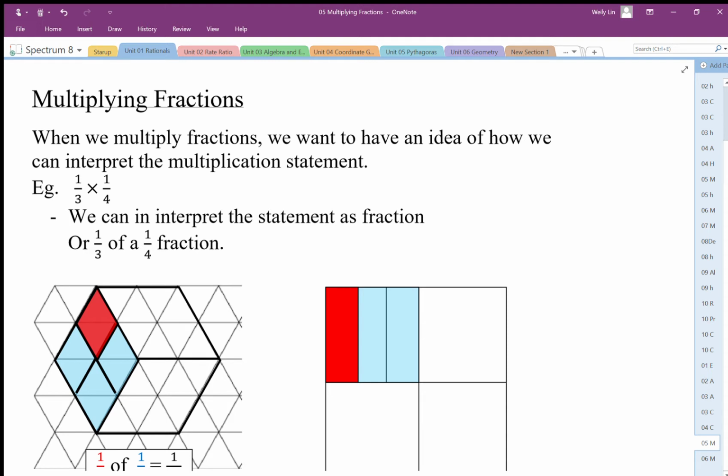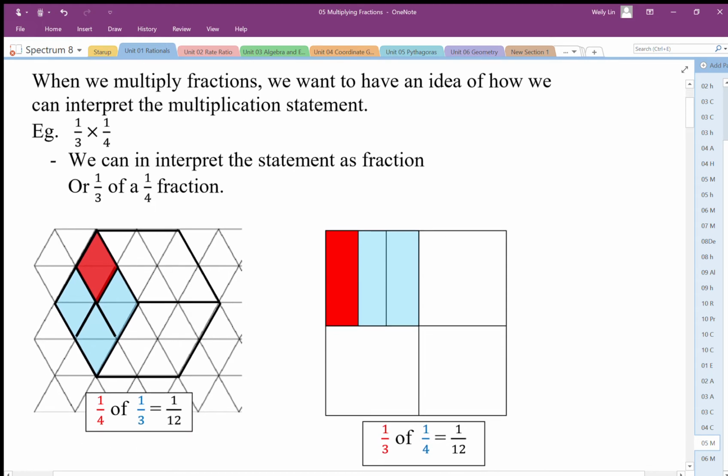We're going to look at multiplying fractions. So we are going to start off with looking at using language to help us understand multiplying fractions. When we have this fraction multiplication, 1/3 times 1/4, we can also interpret this using language as saying 1/3 of a 1/4 fraction. So what does 1/3 of a 1/4 fraction look like?